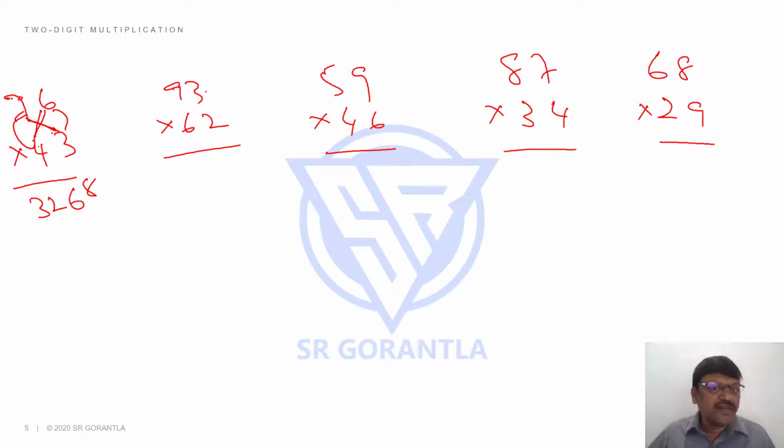Simple. What is here? First step, 2 into 3, 6. Second step, 9 into 2, 18. 6 into 3, 18. 18 plus 18, yes, 36. Anything carried before? No. 6 here, 3 carried. 6 nines, 54 plus 3, 57.